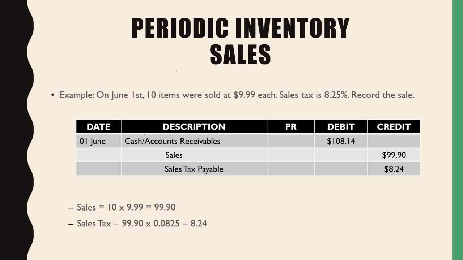Okay? So in this case, that's why in accounting terminology, we have to keep them separate. But at the end of the day, we're going to get a lump sum of $108.14. Okay? All right? Any questions here?